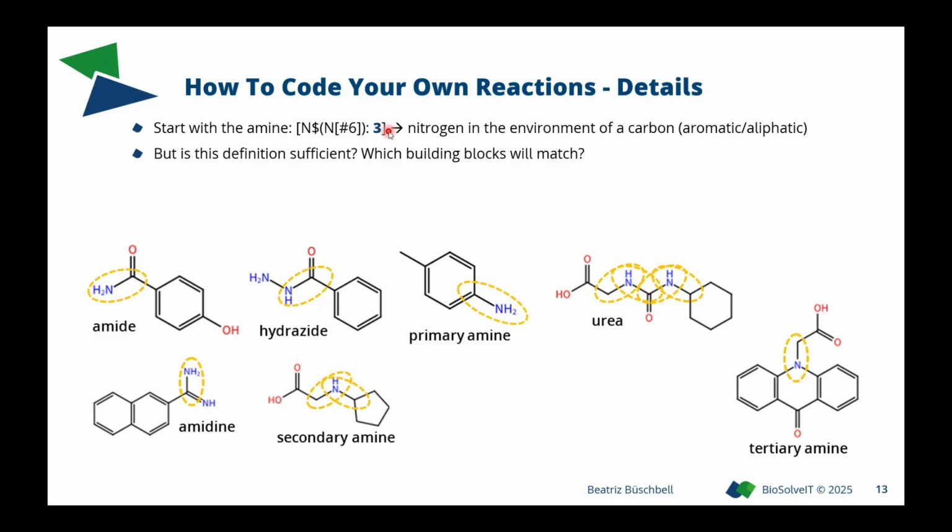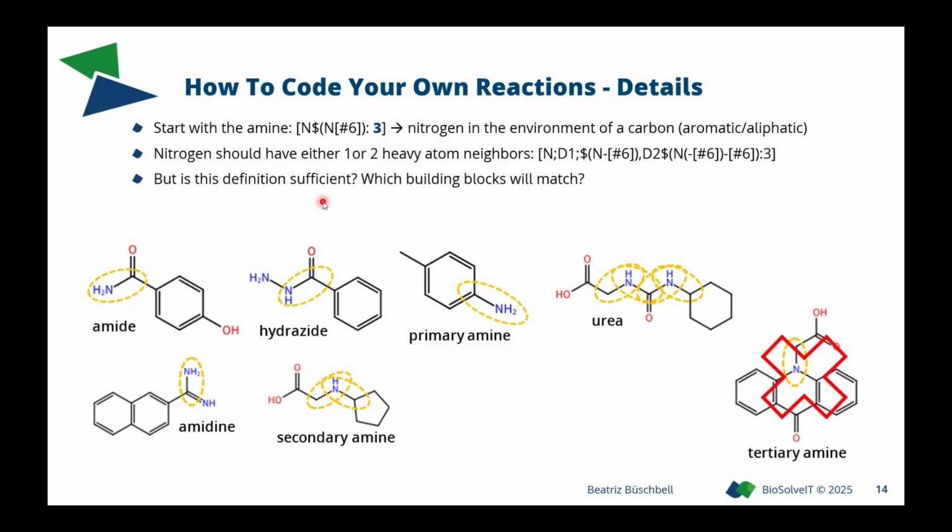But then we would go and check within our building block set, okay, is this reaction definition sufficient? What building blocks will actually match? And we see that not only do we have the primary or secondary amine that we want to have, but we also have a hydrazine, an amidine, a urea, or a tertiary amine, so things that we don't want to have. So obviously this definition here is not enough.